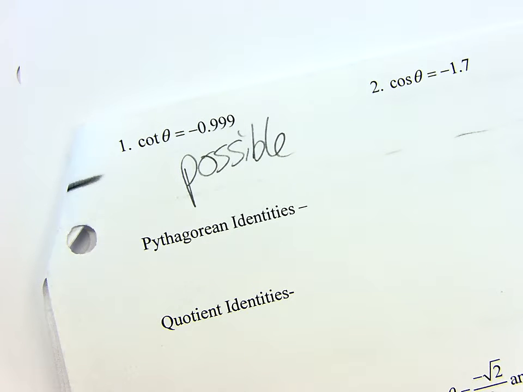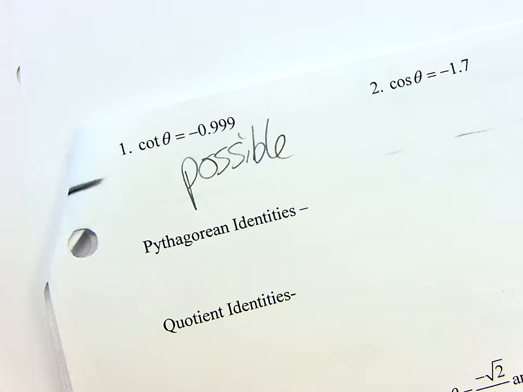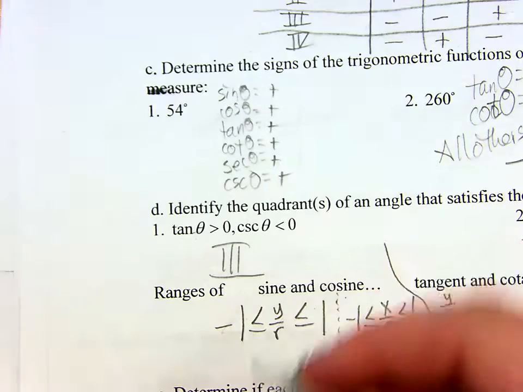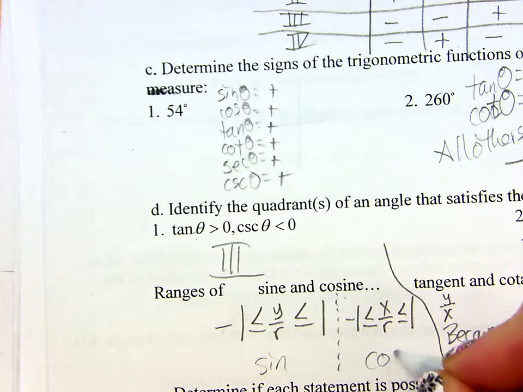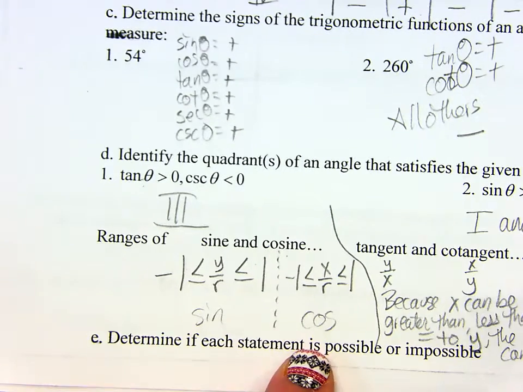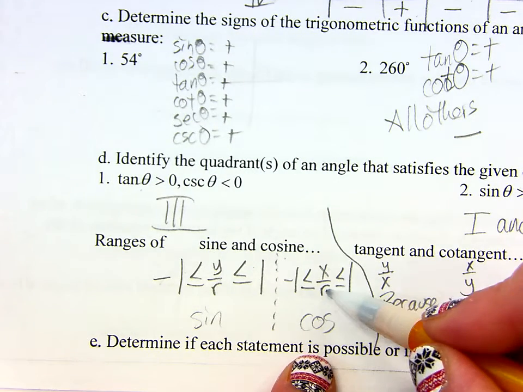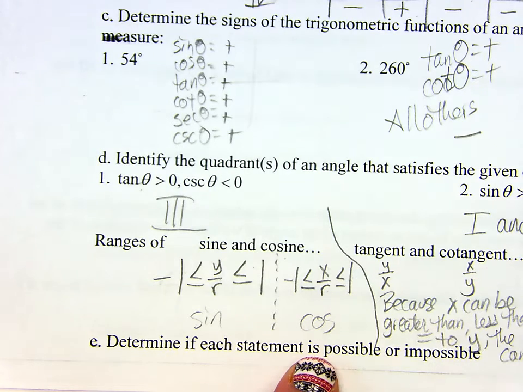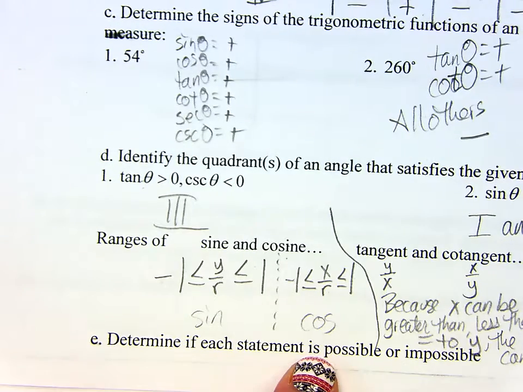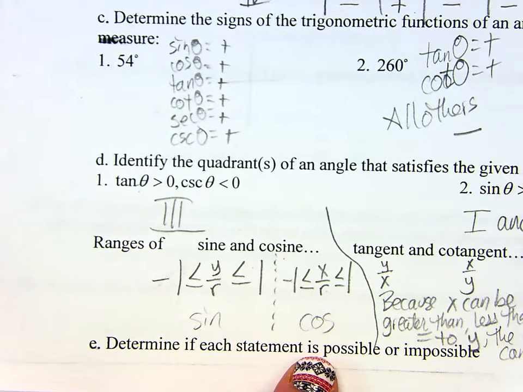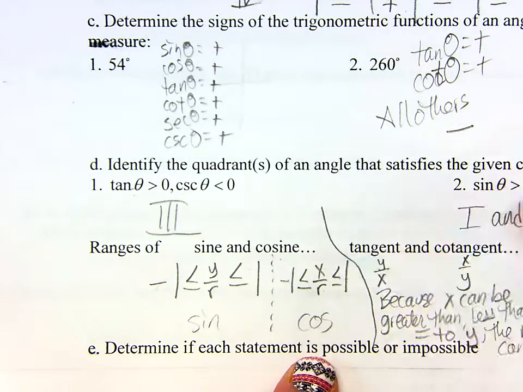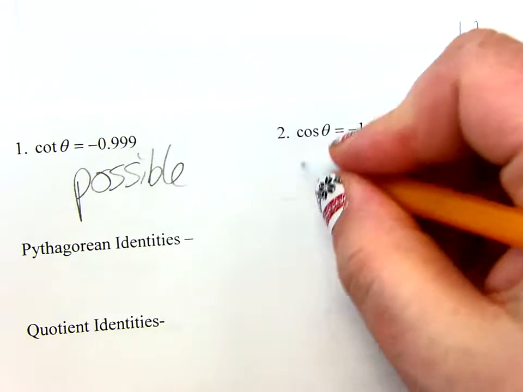Can I have a cosine of negative 1.7 in the second one here? Well, let's flip back. Let's see what ranges I can have for cosines. Okay, this one was sine, this one's cosine. According to this, cosine, since it's x divided by r, I have to be between negative 1 and positive 1. So, can I have a cosine of negative 1.7? No, it is not in that range. It's impossible.